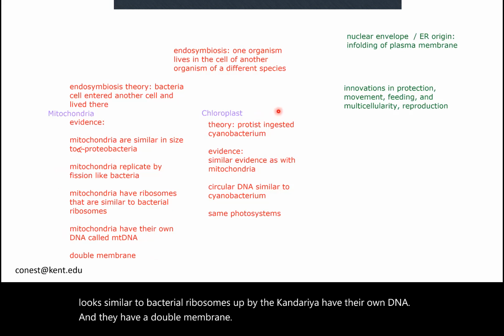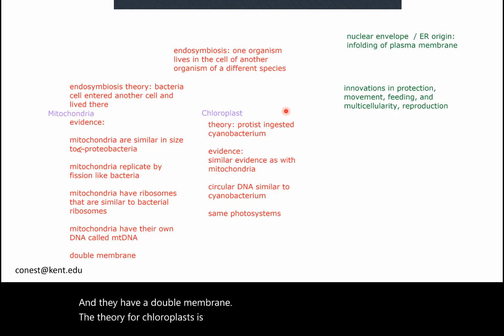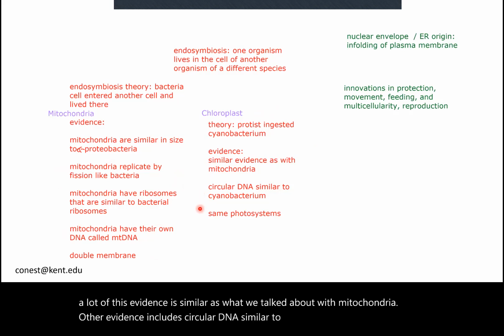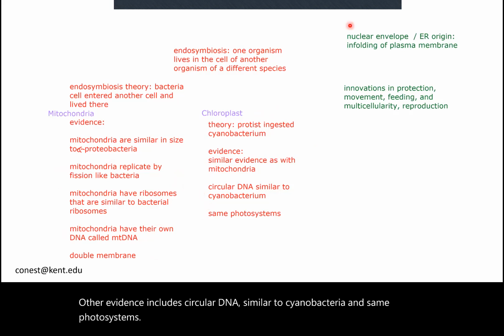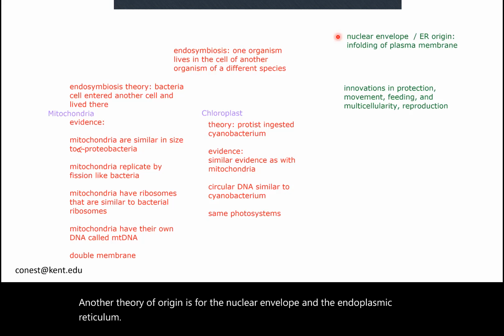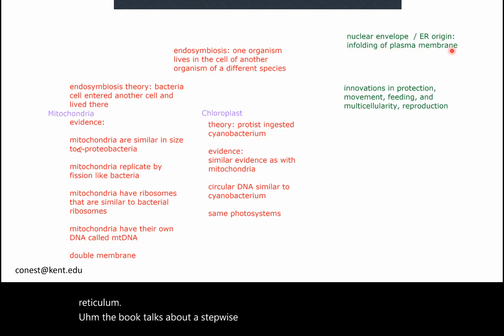The theory for chloroplasts is that a protist once ingested a cyanobacterium, and a lot of this evidence is similar to what we talked about with mitochondria. Other evidence includes circular DNA, similar to cyanobacterium, and the same photosystems. Another theory of origin is for the nuclear envelope and the endoplasmic reticulum. The book talks about a stepwise enfolding of the plasma membrane.